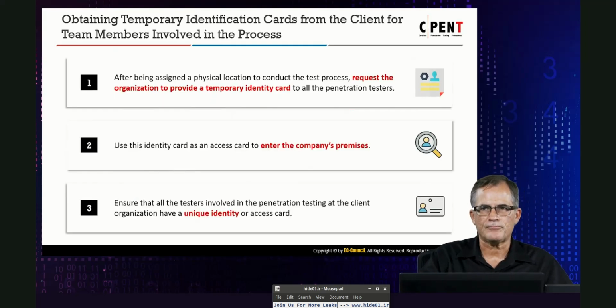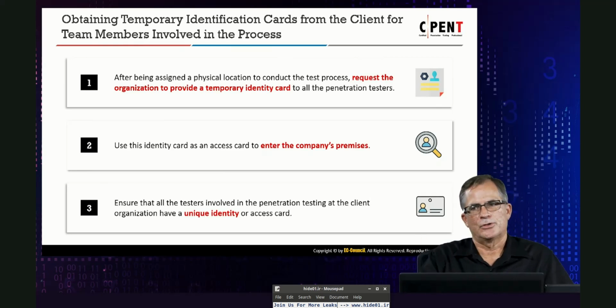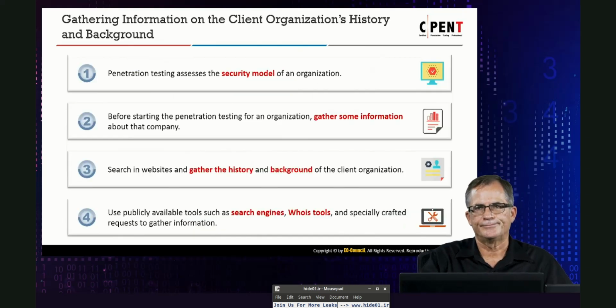If you have to go on site for the client, you might have to sign in and get ID cards, those types of things. Of course, that's going to allow you to enter the company's premises. It depends on the organization. Make sure that each tester has a unique identity or access card, so one tester can't share a card with three people, because then you have no accountability. Gather information on the client organization's history and background. Yeah, make sure they understand that we've got the security model.